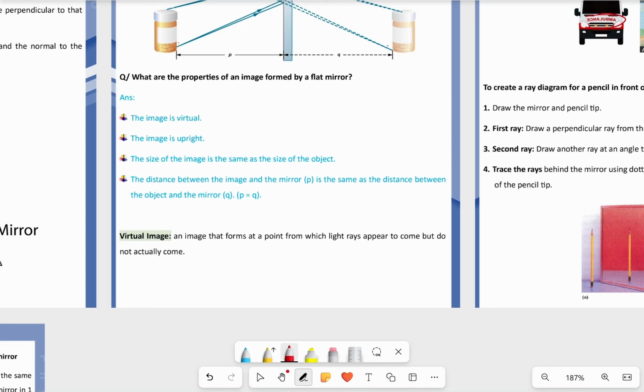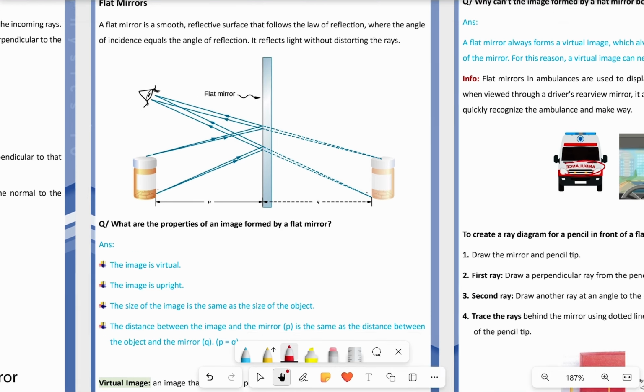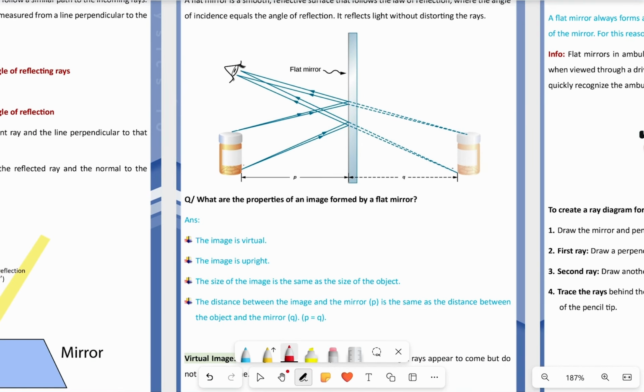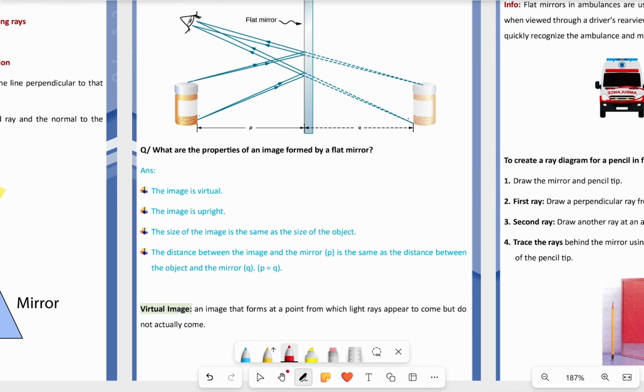There is another way we can find out whether an image is virtual or real: by projecting that image on a physical surface. If it's real, it's going to be projected. If it's not real, it's virtual, it's not going to be projected. So the first property is that the image is virtual. The second property is that the image is upright. You don't see yourself upside down. You see that your image is upright.